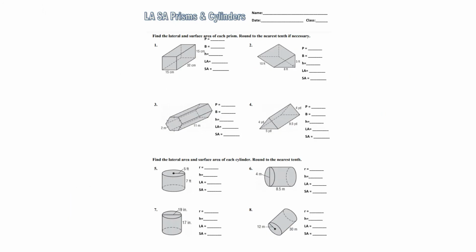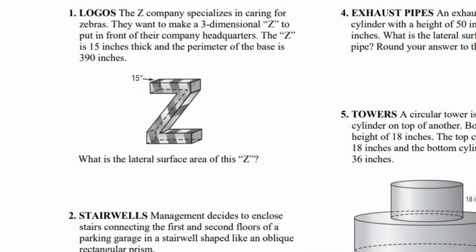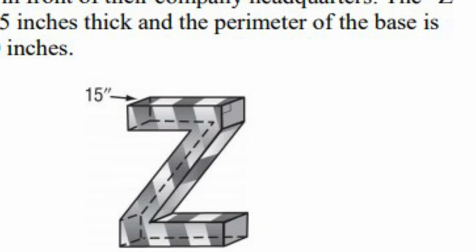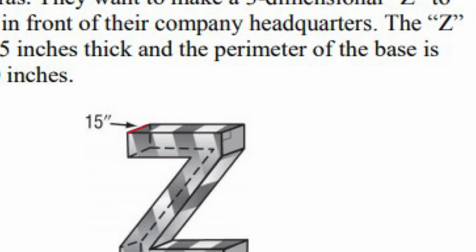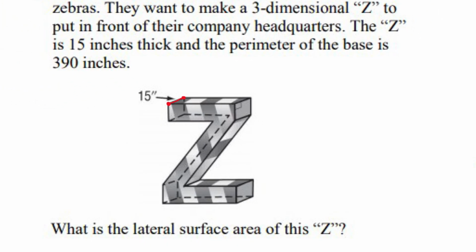Okay, quick, turn over to the back side of the page. All right, so on this first one right here, it took me a little bit to figure out what they were asking here, but anyway, so it says the Z company that specializes in caring for zebras. They make a three-dimensional Z. Whatever the Z is 15 inches thick, which is talking about this from here to here. And it says that the perimeter of the base is 390 inches.